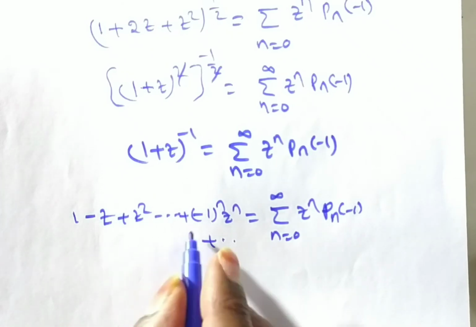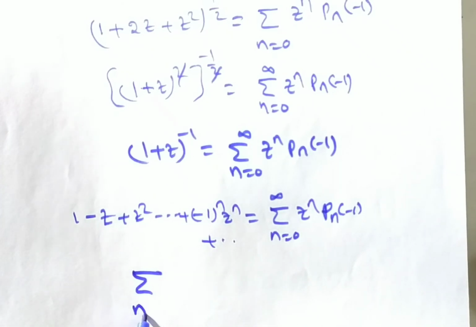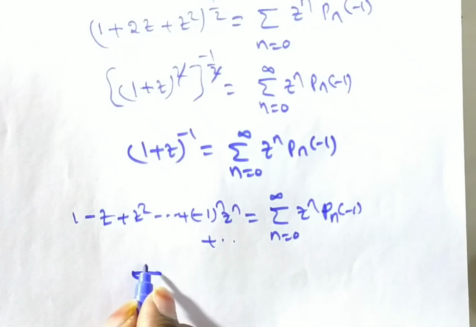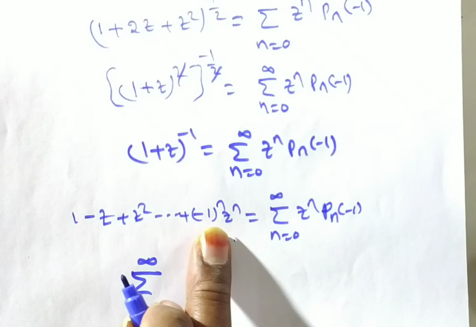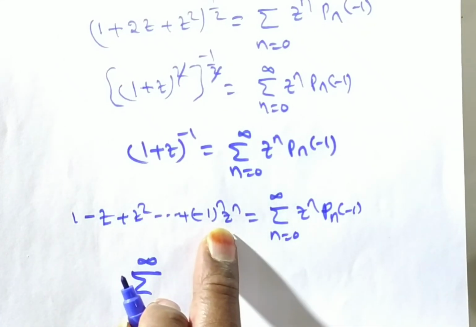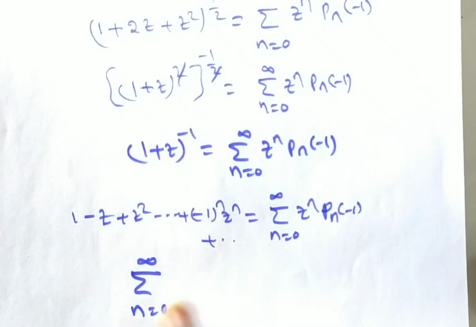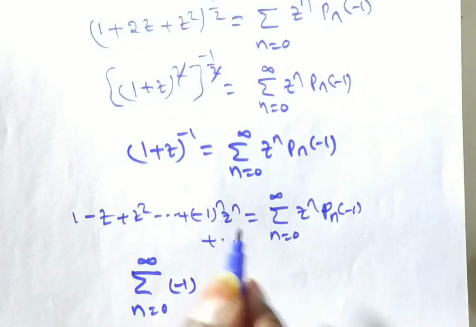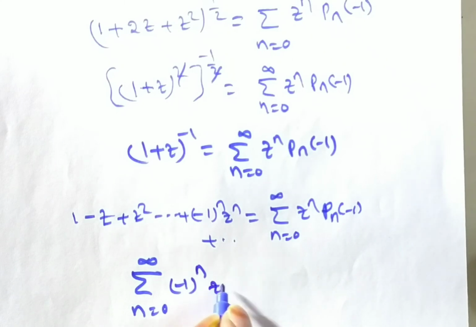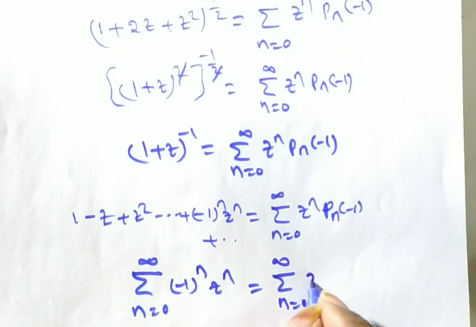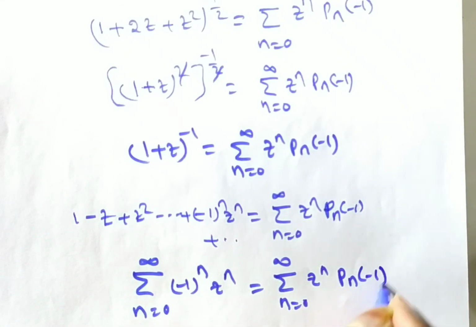Now this one you can also write as a summation: z power 0, z power 1, z power 2, and so on, z power n plus so on. Plus so on means infinite. If you wrote only up to this, it would be the expansion of (1 plus z) power n only, where n is finite. But n you don't know, that is why plus so on. So that is why I have written up to infinity. Here you have minus 1 because of alternate signs: plus, minus, plus, minus, like that. So minus 1 to the power n into z to the power of n is equal to summation n is equal to 0 to infinity z to the power of n into Pn of minus 1.